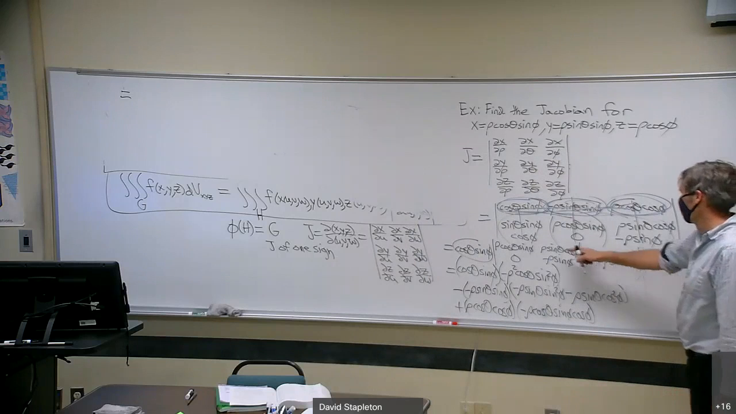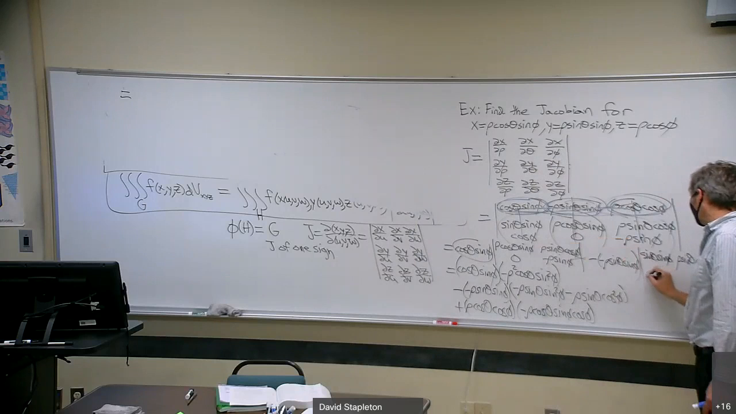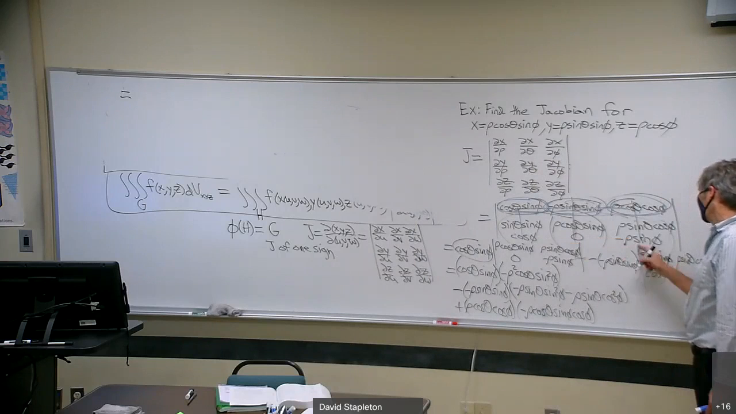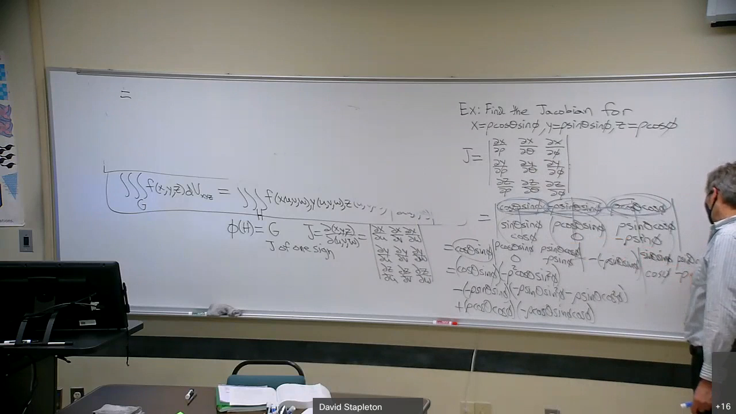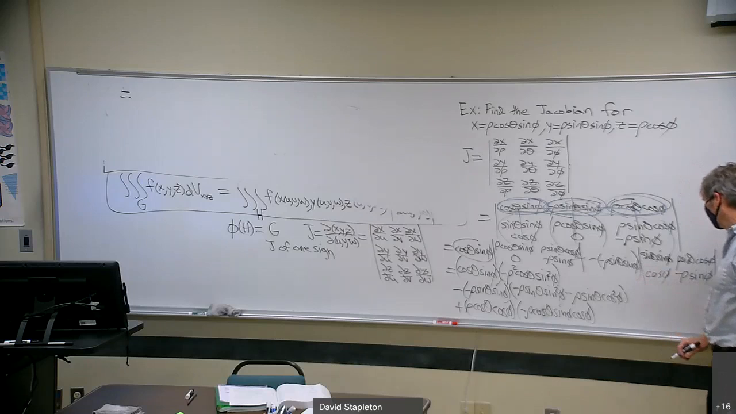And then this one and this one: cosine phi minus rho sine phi. Oh, you're just breaking it up, okay. You're breaking it up into 3 pieces. Yeah, that's the rule.